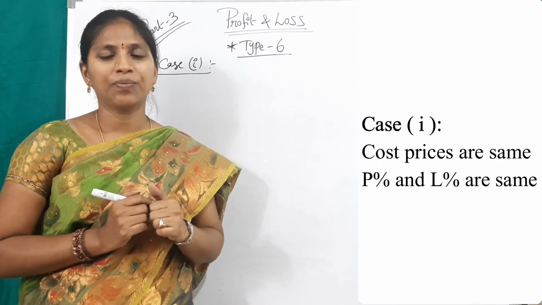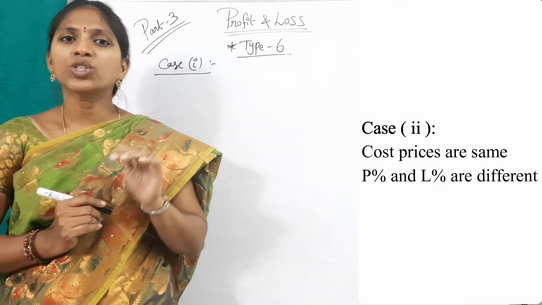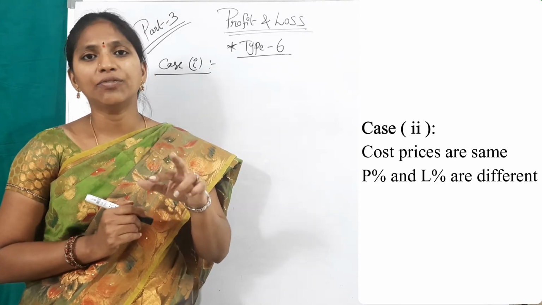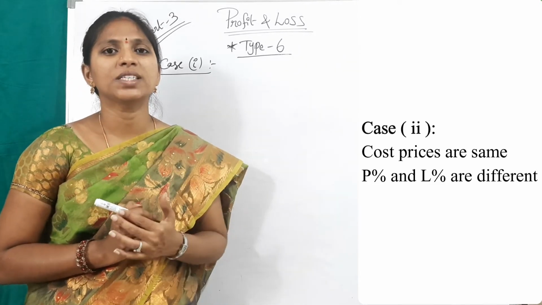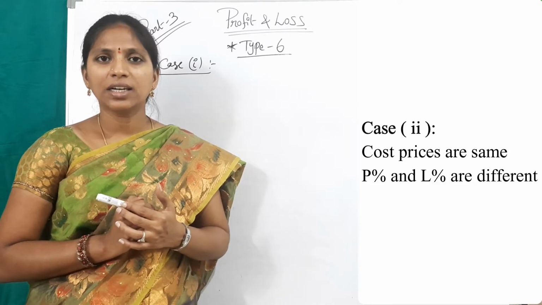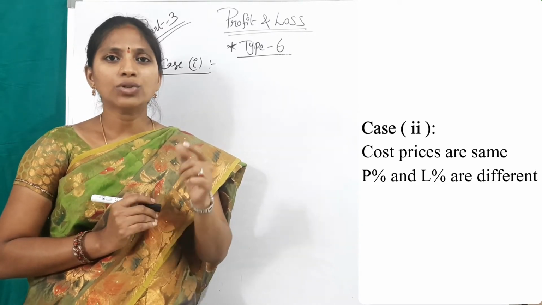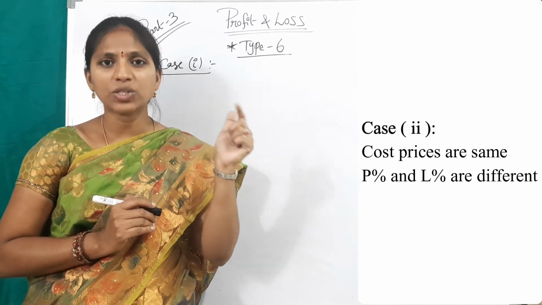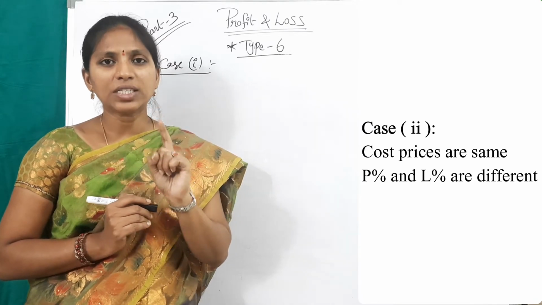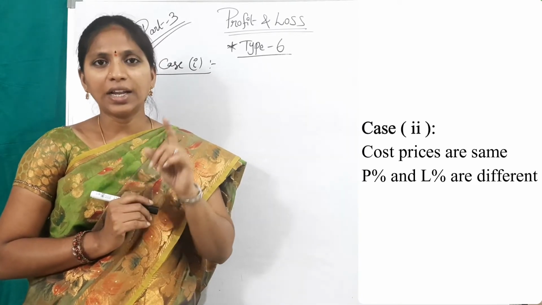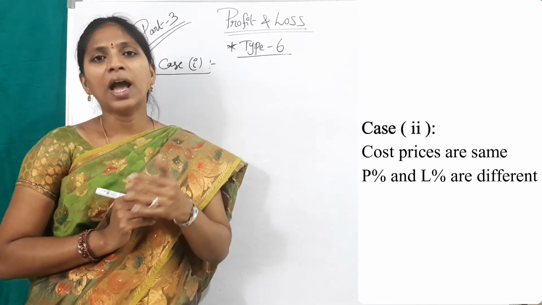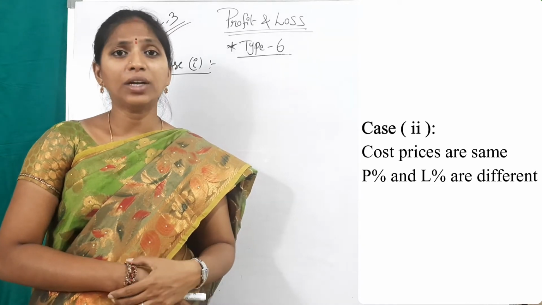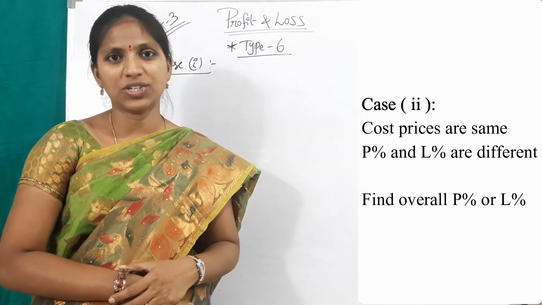That is the first case. And the second case is that cost prices are the same and percentages are different. Profit percentage and loss percentage are different. That is the second case. Here the given values are that the cost price is the same, and after selling the first one there is a profit and after selling the second one there is a loss. In the first case percentages are the same and in the second case percentages are different. In these 2 cases, finally find out the profit and loss percentages.